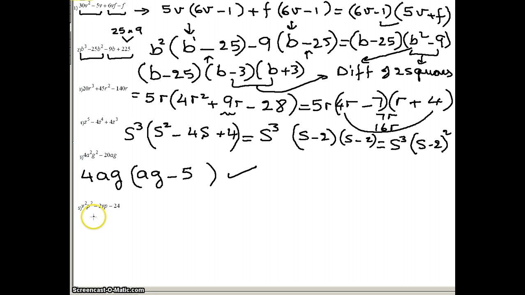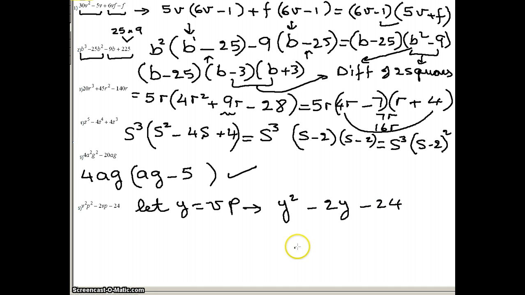One more. This is also a trinomial, and you notice here there is no GCF, there is no common factor. But it looks like a y squared and vp. So let's say let y equal vp. That would make my problem much simpler. Then instead of v squared p squared, I will have y squared. Instead of vp, I will have 2y, and then minus 24. So if I want to factor this, I'm going to say the product is negative 24 and the sum is negative 2. And that would be 6 and 4.